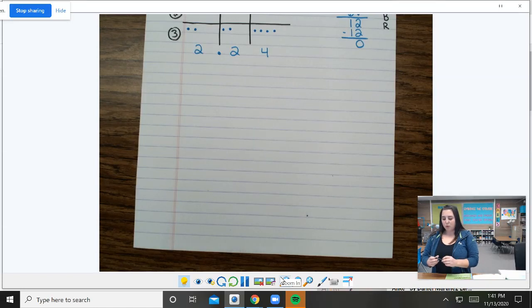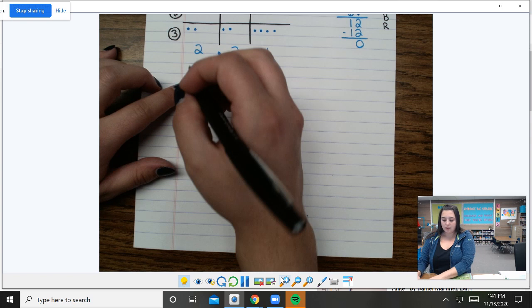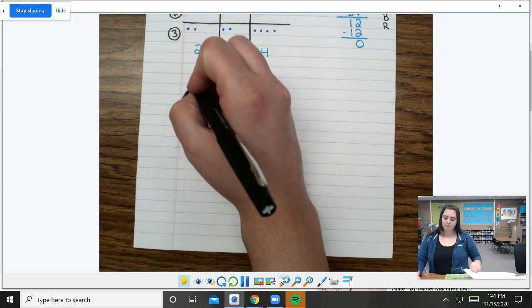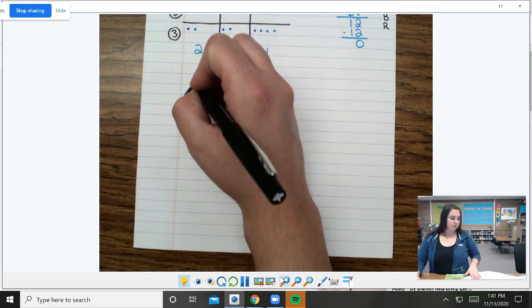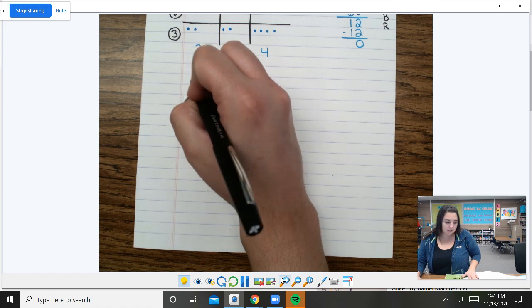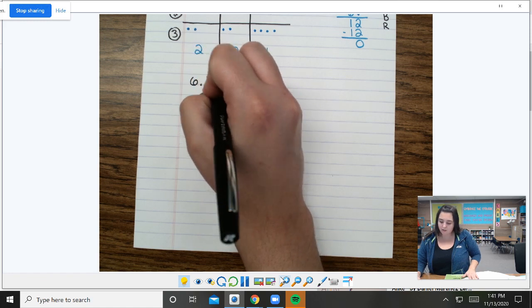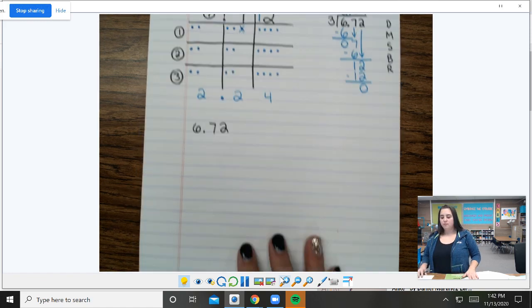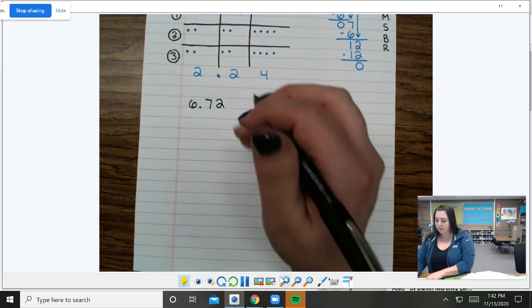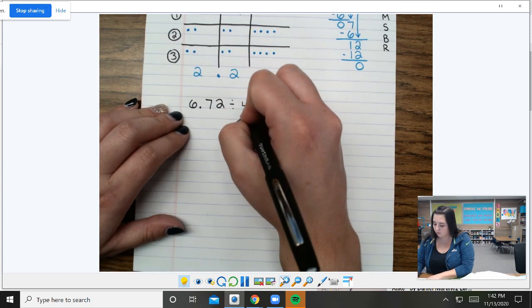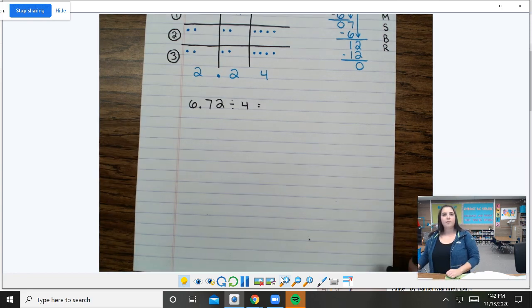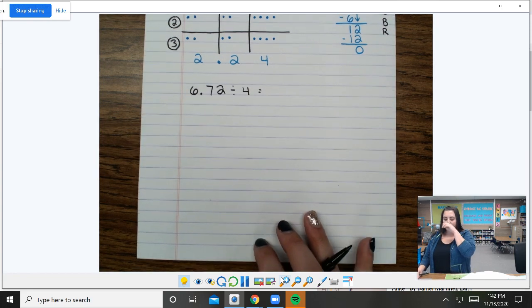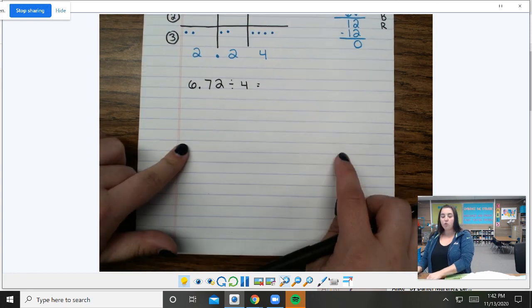Okay, let's do some more practice. So on your whiteboard or a piece of paper, let's use the problem 6.72, just like the number we used above. This time let's divide it by 4. 6.72 divided by 4. And I want us to show this both ways.